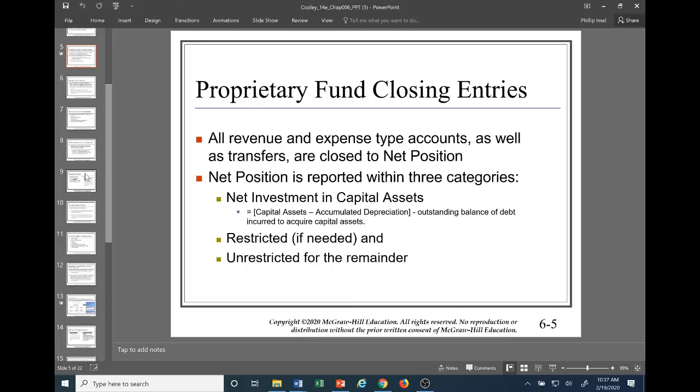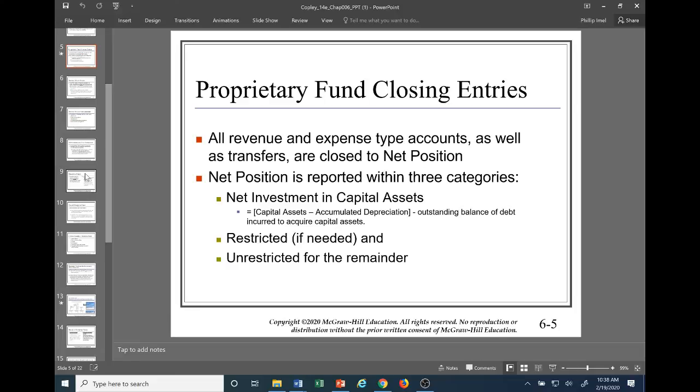Remember, if you recall, net position is reported within 3 categories. We have net investment in capital assets, restricted if needed, and unrestricted for the remainder. Let's just back up here. Net investment in capital assets. We can see the formula is given to us here. If you recall, we have our capital assets, the cost. And we already know usually when we have capital assets, we have a contra account for accumulated depreciation. That's going to lower that to book value. So cost less accumulated depreciation gives us book value.